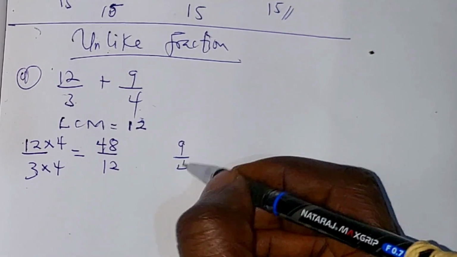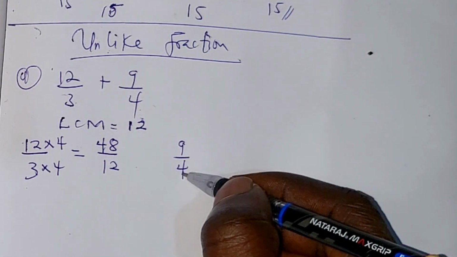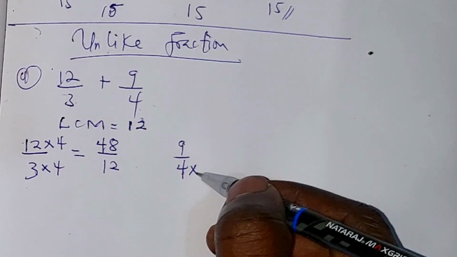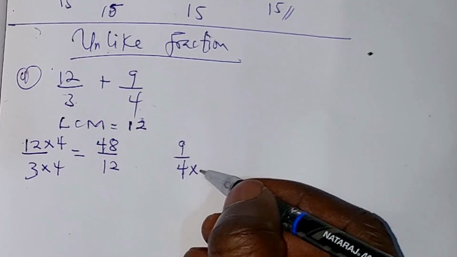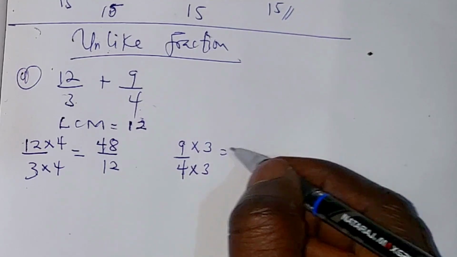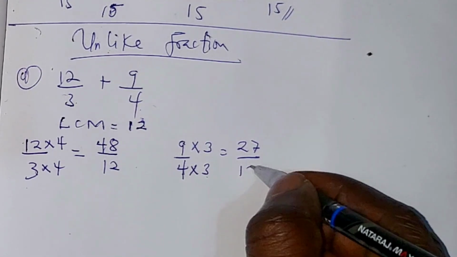Now 9 over 4. Ask yourself the same question as you did here. What number should you multiply by 4 to give you 12? Because the LCM is 12, we want the denominator to become 12. So 4 times 3 gives you 12. Do the same thing for the numerator. 9 times 3 is 27, and 4 times 3 is 12.